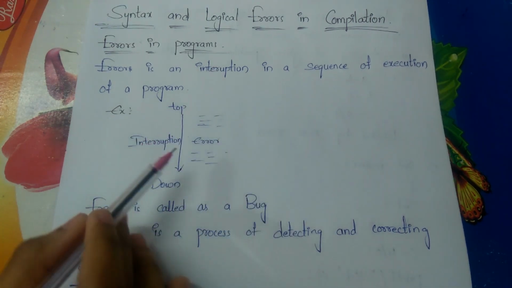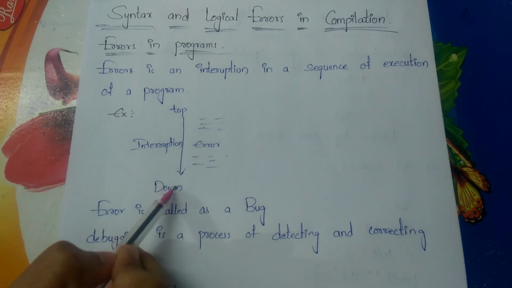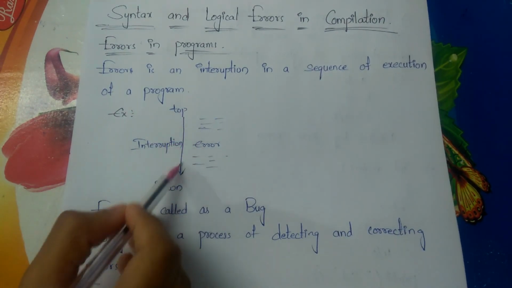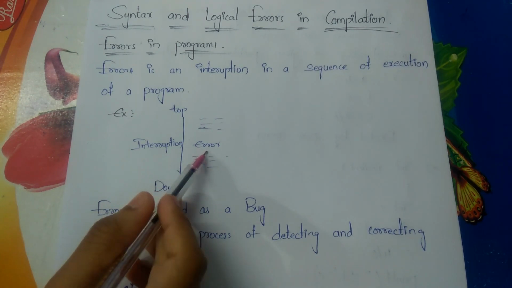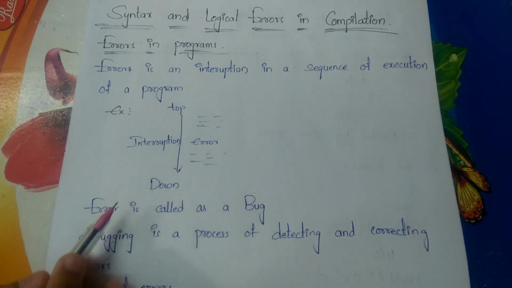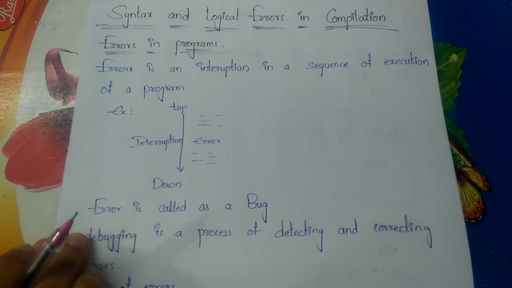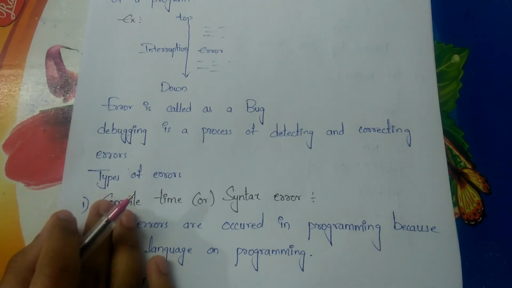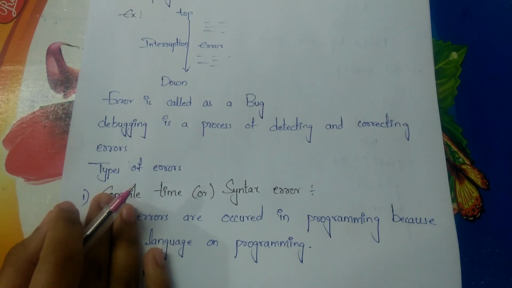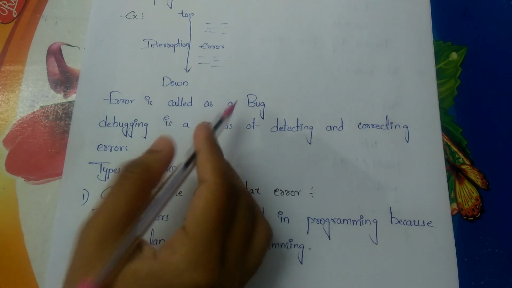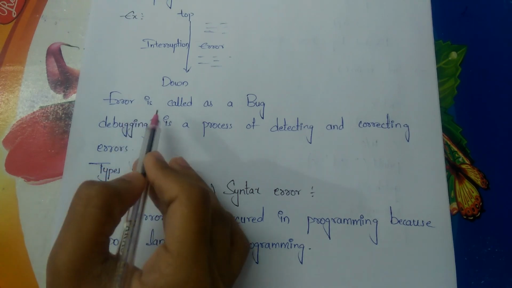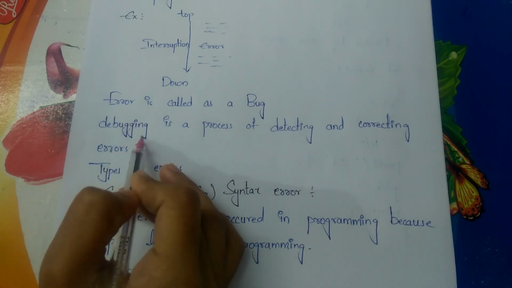Let's see the example here. From the top to the bottom, meaning from the start of the program to the end, we may get some errors in between. An error is nothing but an interruption. An error is called a bug. In programming, that error is called a bug, and debugging is the process of detecting and correcting errors. After getting an error, we try to detect it and we also correct it. That process of correcting is called debugging.